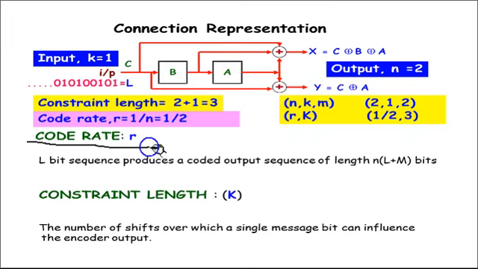Let's proceed to the code rate. The code rate is indicated with a small r, and it is the number of input bits over output bits, that is k by n. So for this particular diagram, it is 1 by 2. The constraint length is 2 plus 1, that is 3. So a total of 3 shifts will be required for the bit to proceed. This is the constraint length.